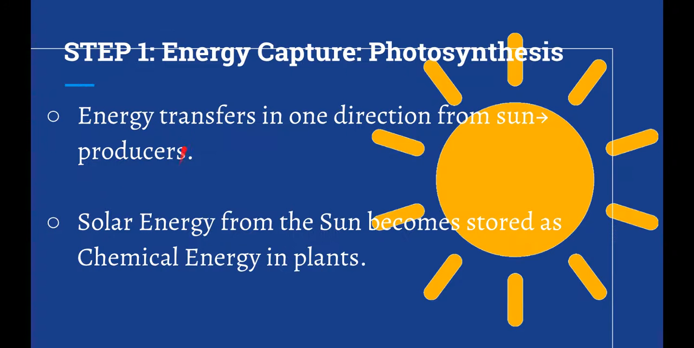Okay? So energy only goes in one direction. It doesn't ever go back from the producers, which are plants, back up to the sun. That would be crazy, right? It only goes in one direction, from the sun to the producers, which is the beginning of the food chain. Solar energy, which means energy from the sun, becomes stored as chemical energy in plants. Okay, those are two of the basics that you need to know. One direction from the sun to producers, and it gets stored as chemical energy.